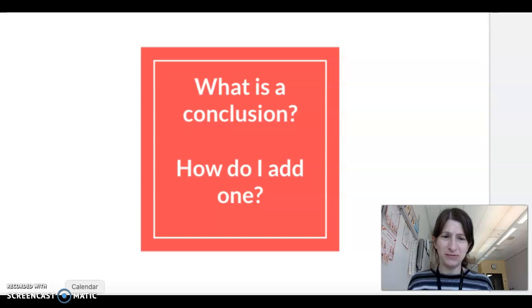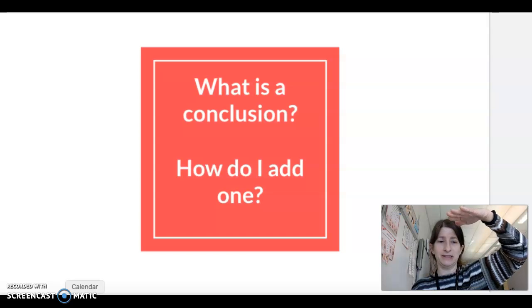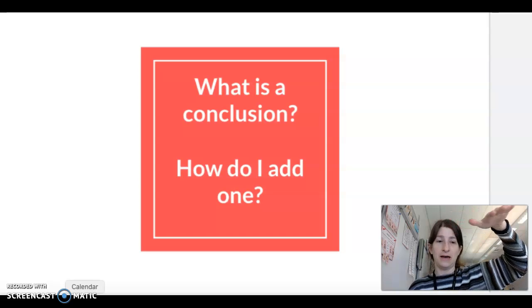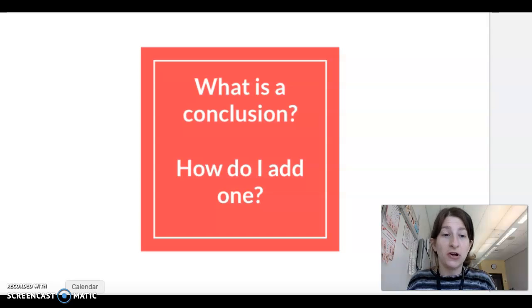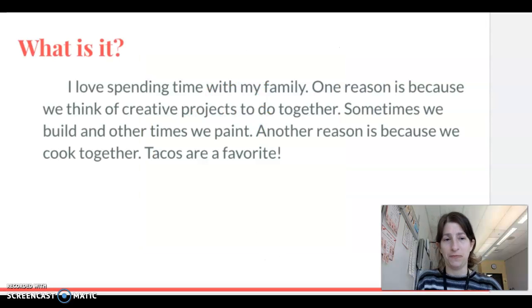So we've talked about topic sentences before, oraciones de tema. I do it like this. Topic sentence, details, conclusion. Try it with me. Topic sentence, details, conclusion. Those are the three main parts of what you need when you're writing a paragraph. So how do you do it? Let's take a look at an example.